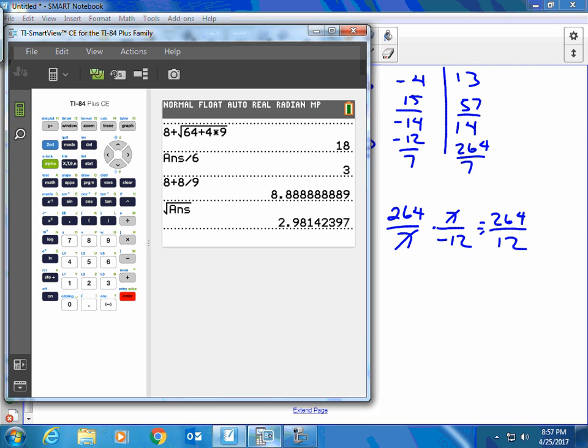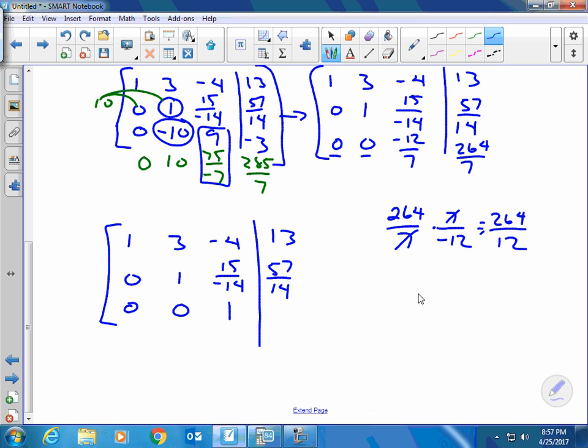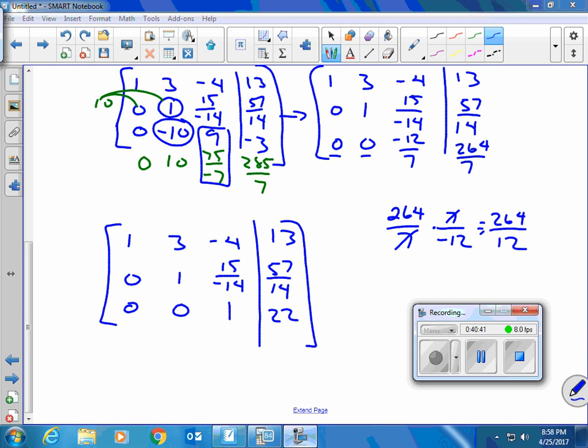Does that happen to come out nice and neat? 264 divided by 12. Nice. We caught a break. 22. Z is 22. Okay? Did I add that right? I'm going to double check my math here. Hit pause for a second.